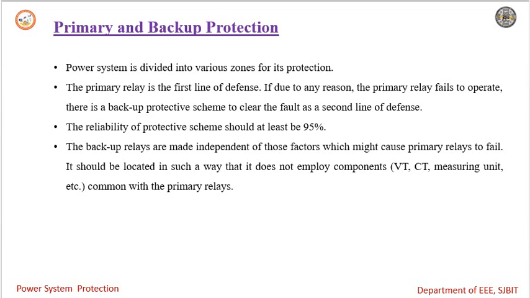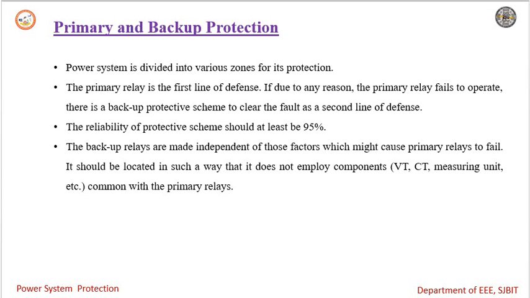So we already know that the power system is divided into various zones for its protection. In the previous lecture, we have discussed the zones of protection. For every zone, there will be a protection system, primary protection as well as backup protection. If any fault occurs in a zone, the function of the primary relay is to operate and isolate the faulty part from its protected zone.